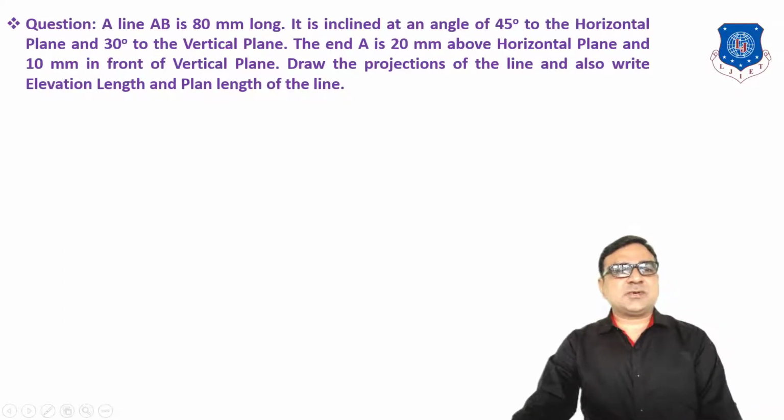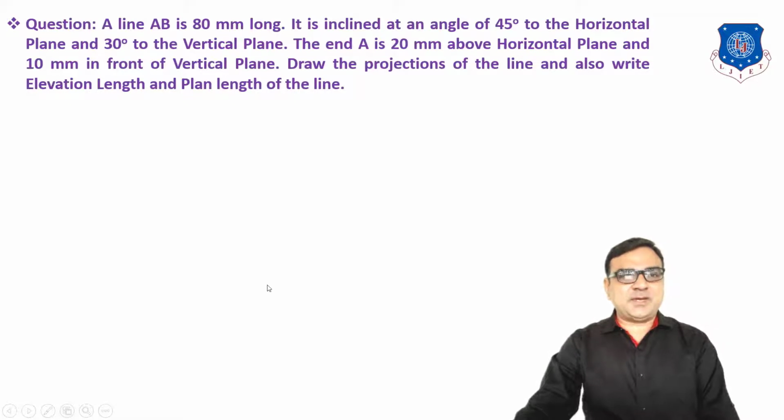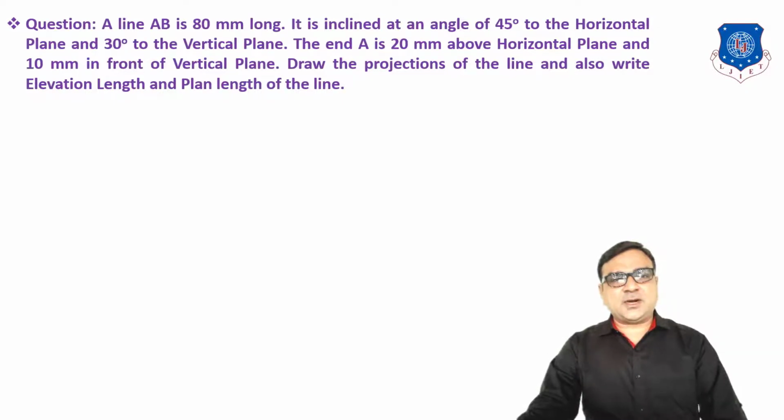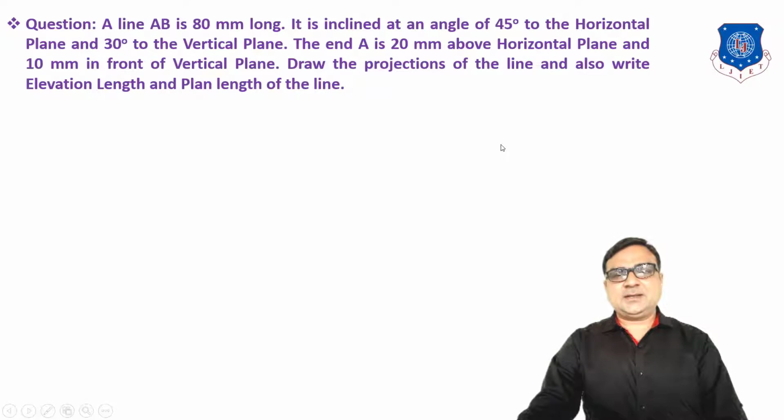Suppose our first question is: a line AB is 80 mm long. It is inclined at an angle of 45 degrees to the horizontal plane and 30 degrees to the vertical plane. The end A is 20 mm above the horizontal plane and 10 mm in front of the vertical plane. Draw the projections of the line and also write the elevation length and plan length.